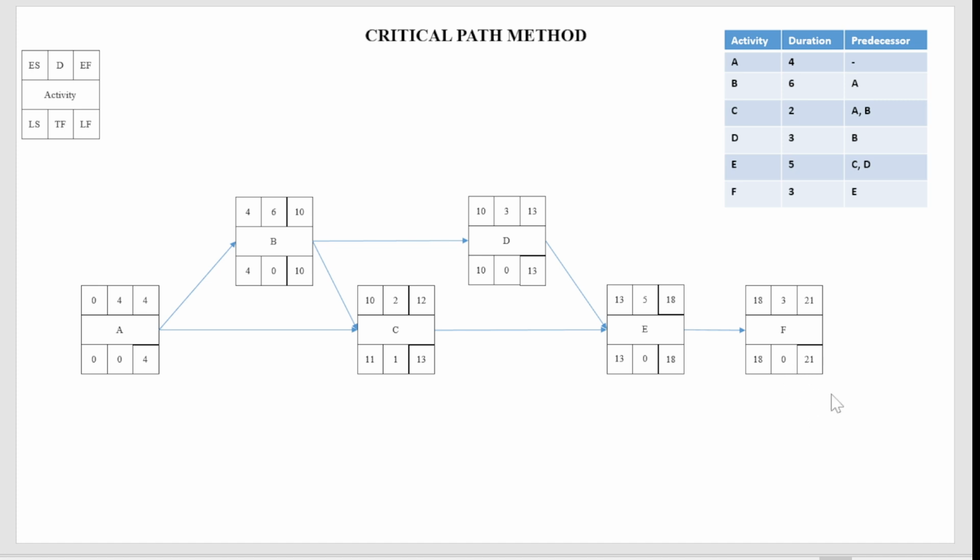Okay, that is called total float. In this case it is 0. It means you cannot alter this activity, you cannot delay this activity. If you delay this activity by one day, your project will be delayed by one day. Okay, that is the purpose of total float.